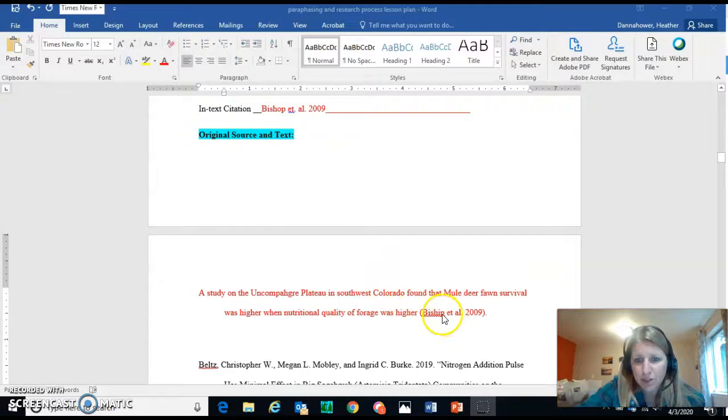And I misspelled Bishop, and that is going to bother me, so we're going to just fix that real quick. Bishop et al. 2009. Period goes after the parentheses. It always goes after the parentheses. Your punctuation does. The best way to break this down and make it not be as intimidating is for you to practice it. So that's what I'm going to have you do next.